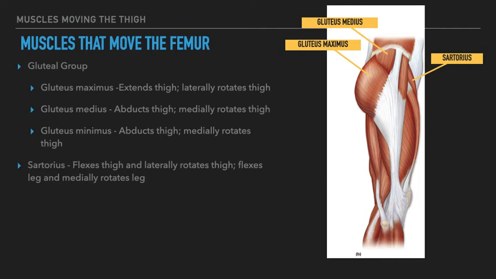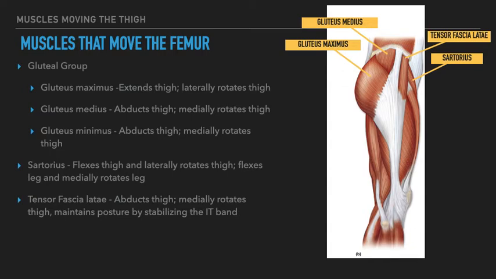You also have the tensor fascia latae. It abducts the thigh and medially rotates the thigh. It also helps maintain posture by stabilizing the IT band. The origin is the iliac crest and the lateral surface of the iliac spine, and the insertion is the iliotibial band or the IT band.